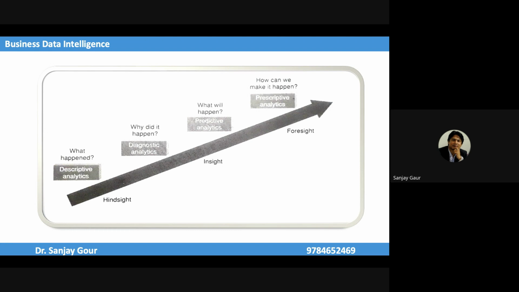Second was the diagnostic analysis. Why did it happen? Means why did it happen? It is the crucial thing. Why did it happen?